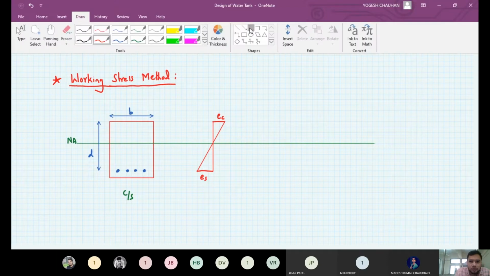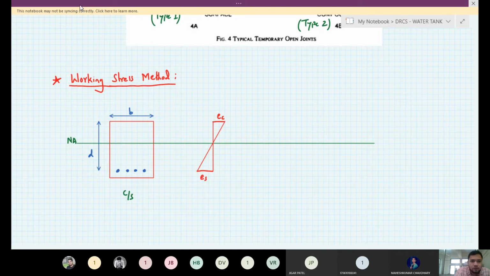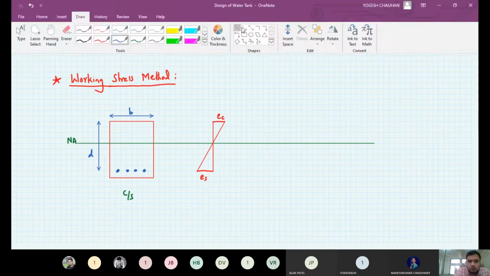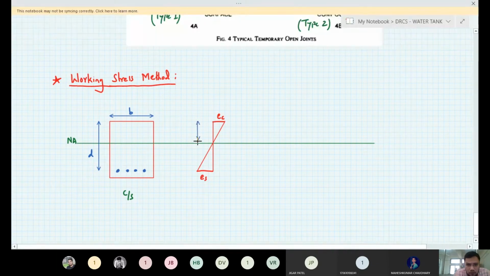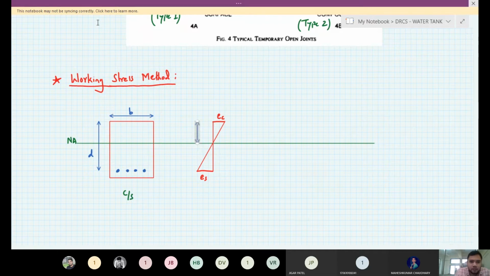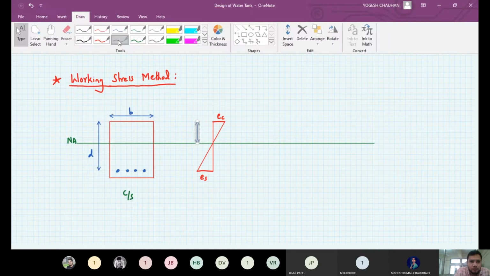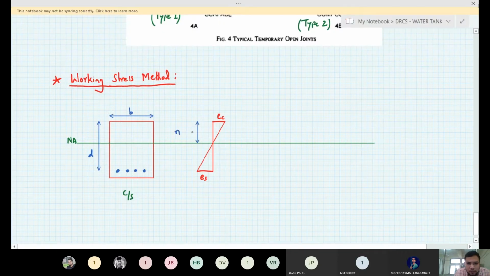Now let us say this depth be n, and we can write this as k times d, where n is equal to k times d, where d is the effective depth and n is some fraction of the effective depth d.